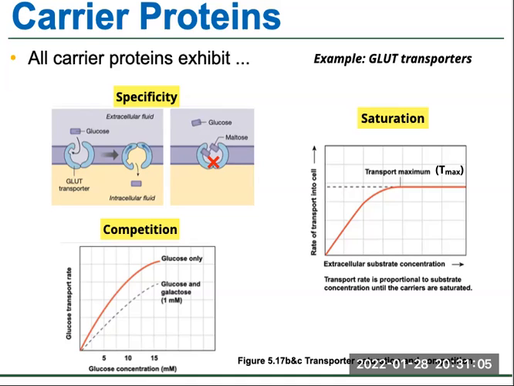Now this graph shows glucose transport rate as a function of glucose concentration. When only glucose is present, you see this transport rate. But when we have a competitor molecule, galactose, you can see there's a reduction in the rate of glucose transport. And this is related to the third property, saturation. As you can see, this graph shows the transport can reach a maximum rate when all the carrier binding sites are filled with substrate.